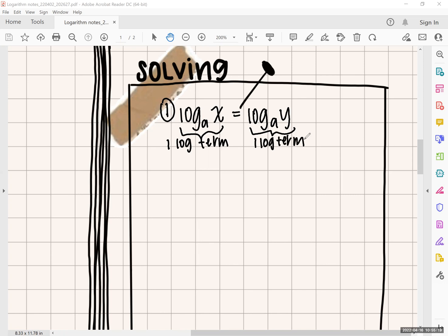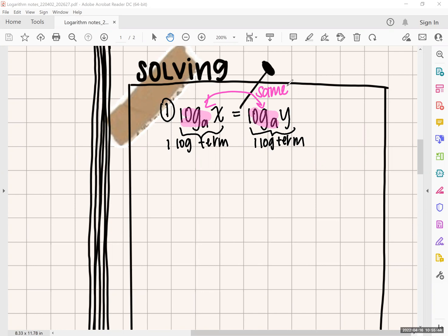So what happens is that, take a highlighter and highlight this log A. It must be the same base. You cannot have one that is a log 2 and the other a log 5. Is this the same as the laws one? No, this is solving. By using the laws, you need to use the laws to make it into one log term.